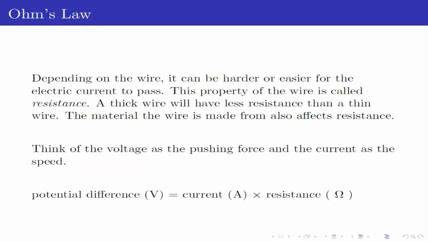Some key terminology is voltage, the potential difference, current, measured in amperes, and resistance, which is measured in ohms. You can think of the voltage as a pushing force, pushing the electrons along, and the current as the speed with which the electrons travel. And the relationship is that the pushing force required, the voltage, is the current multiplied by the resistance.